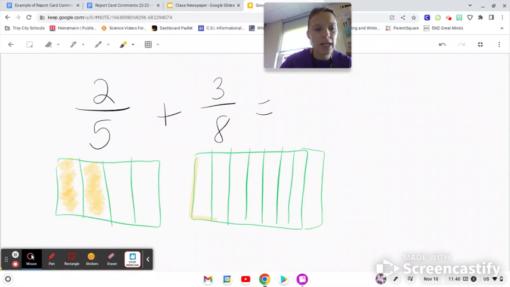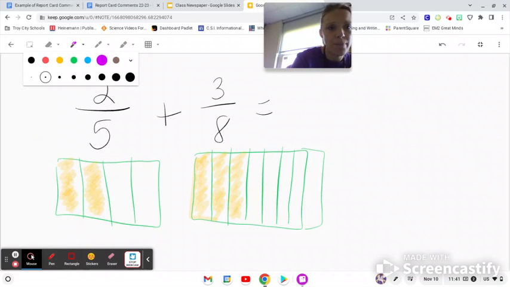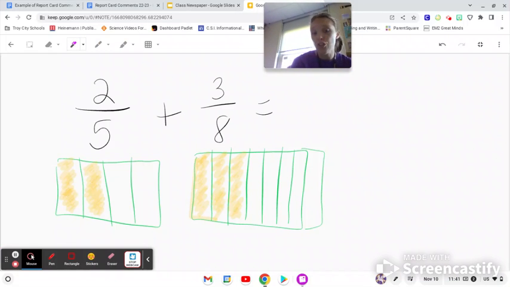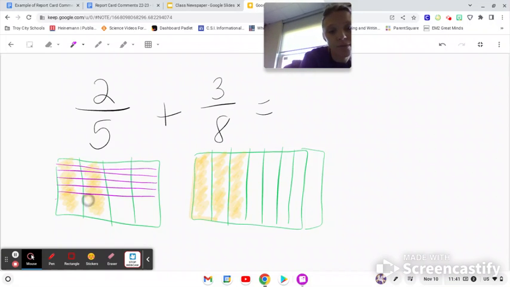All right, I'm going to shade in 1/8, 2/8, and 3/8. All right, so next what I'm going to do is layer over the top of my models. So let's take a look at 2/5. I'm going to layer 8ths over the top of my 5ths. Beautiful. So it was once 5ths. When I layer 8ths on top of it, now I have 40ths.